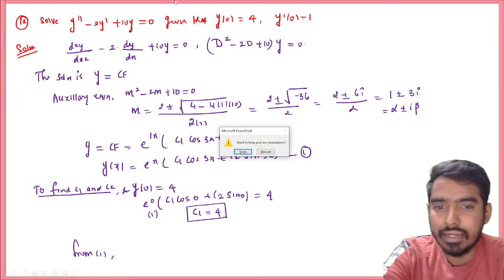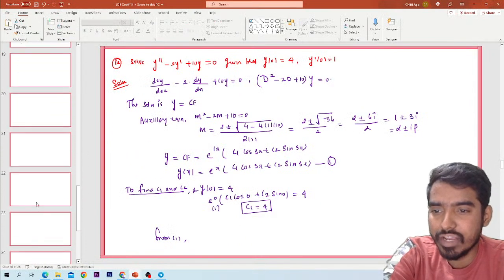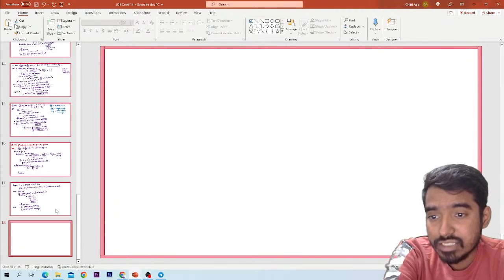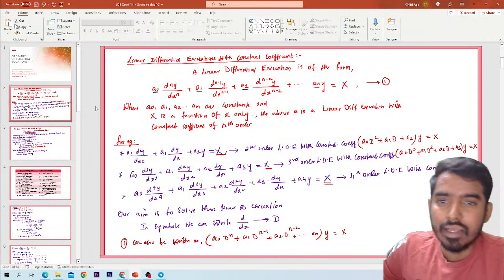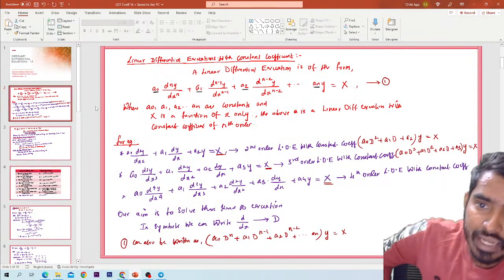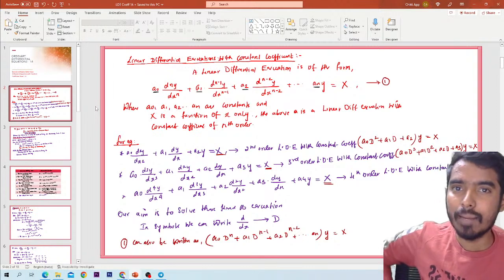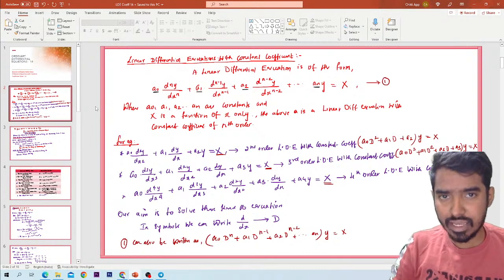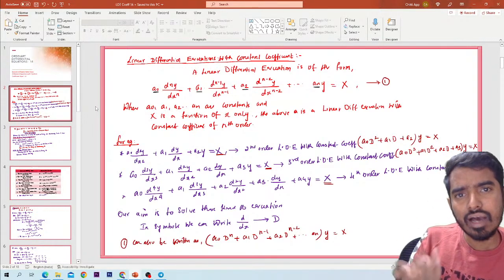So far what we did is we have started linear differential equations with constant coefficients. So how to solve? What is the general format? It is a0 d^n y by dx^n plus a1 d^(n-1) y by dx^(n-1) and so on up to an y. This is the linear differential equation of nth order. Usually from an exam point of view, you will have second, third or fourth order.